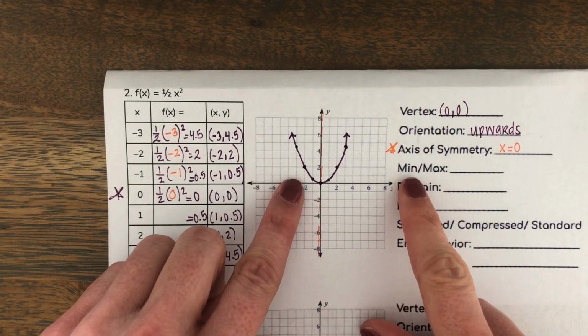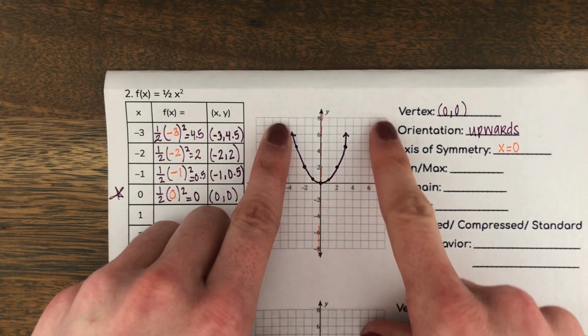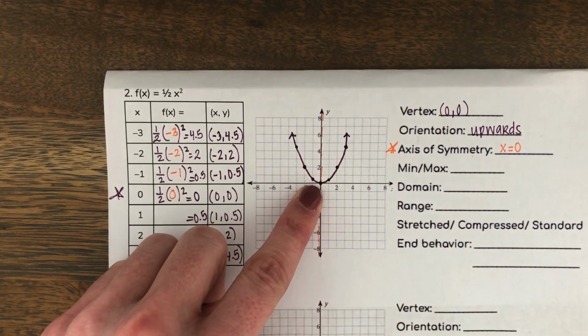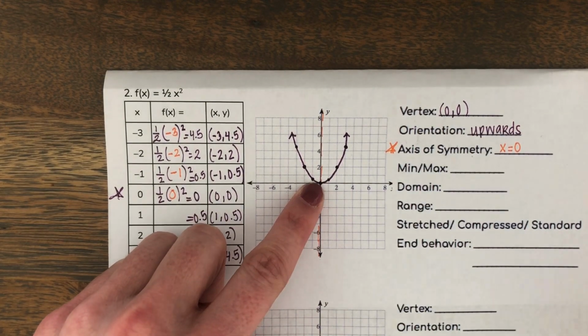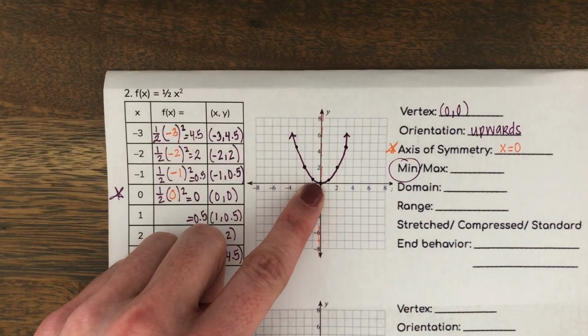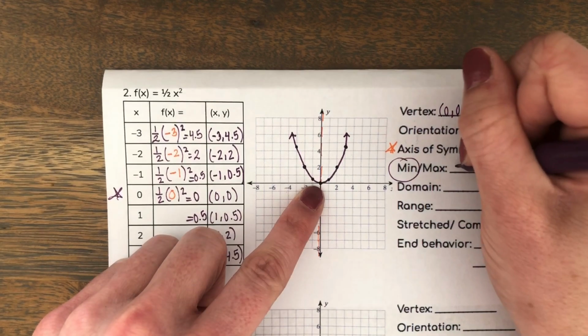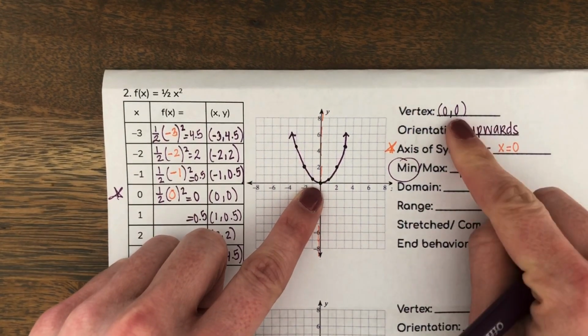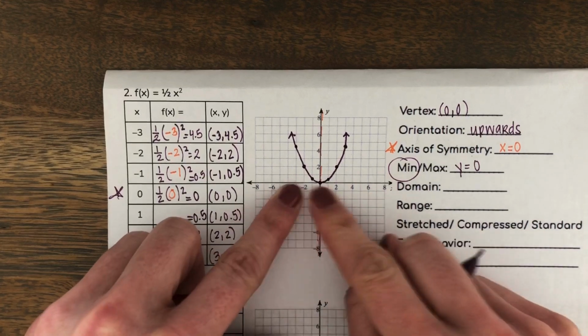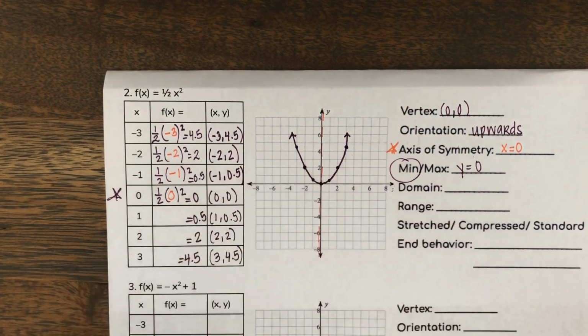And then you either have a minimum or a maximum. So since it's facing upwards, I have a minimum point. And it's a minimum y value of 0, because that's the y value of your vertex. That's the lowest y value you'll ever have for this graph.